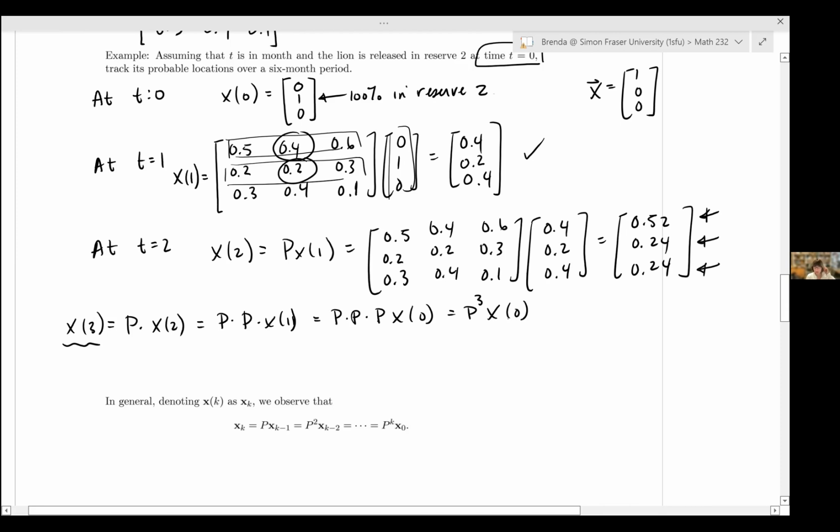Again, there's an obvious reason why we're talking about powers of matrices, diagonalizing, and being able to find powers of matrices. Okay, so if I wanted to know the probability of the lion being in the 3 reserves at time 3, I don't actually have to calculate time 1 and time 2. I simply have to take the initial state that I was given and multiply it by the cubed power of the transition matrix. Let me just imagine us keeping going, and let me write down some numbers here. I've made this calculation, x of 6. So this is going to be P to the 6 times x of 0. And that works out to be this thing here.